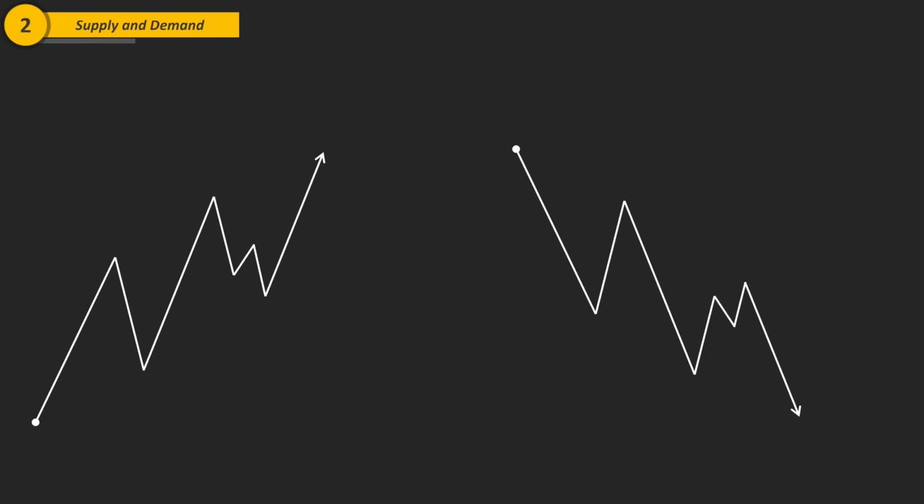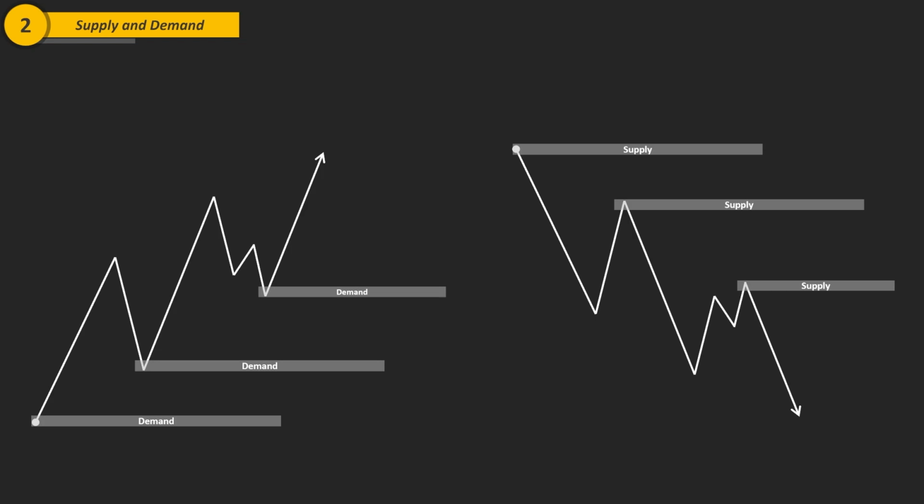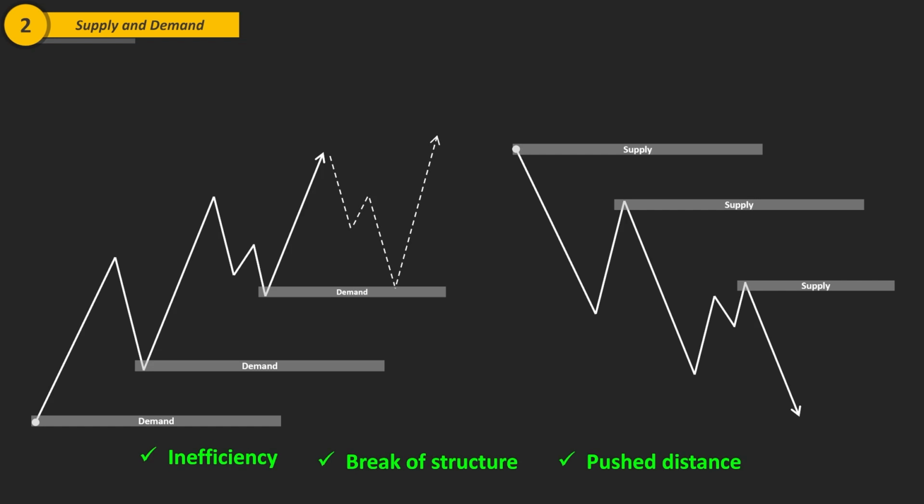Number 2. Supply and demand zones. Supply and demand zones are areas on the chart where traders have entered the market before, causing big price moves. Normally, we mark the beginning of these big moves as the supply or demand area, and we expect the price to reject these zones when it comes back to them. However, several key factors make a supply or demand zone stronger: inefficiency, break of structure, and the push distance.